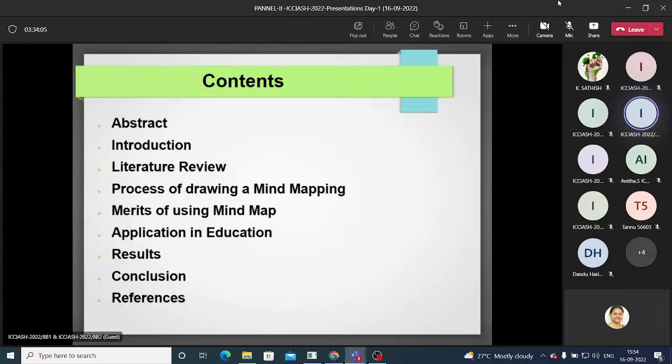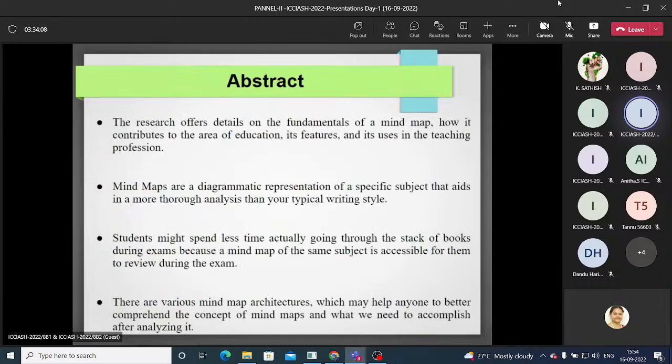So let us start with the abstract part. This research offers the fundamentals of the mind map, how it contributes to the area of education, its features, and its uses in our teaching profession, right? So what is a mind map? A mind map is a diagrammatic representation of a specific subject that aids in a more thorough analysis than your typical writing style, right? So instead of writing so much text, you can represent that text in a diagrammatic format. That is your mind map specifically.